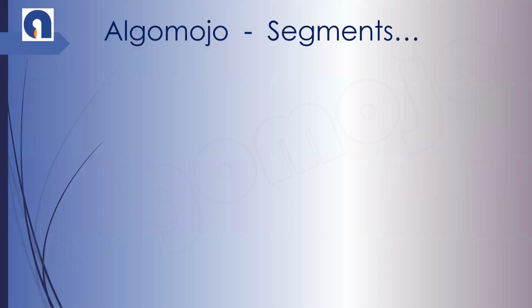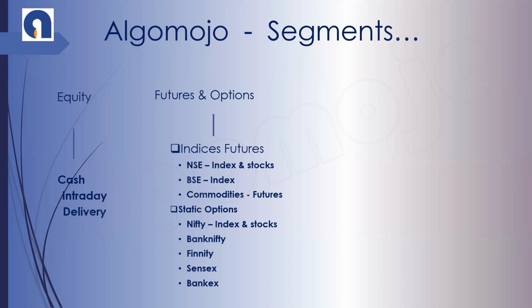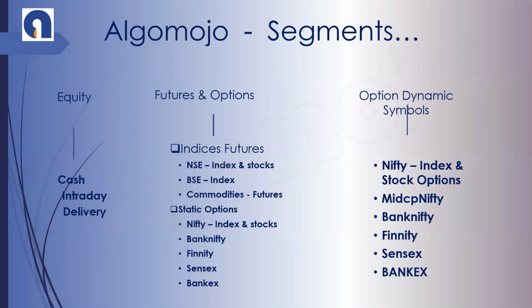Now, the segments that you can trade using our platform are limited to the Indian market. We are currently not yet enabled on cryptos. That is another segment that we are working on. Development is going on to enable some crypto platforms for algo trading, but it is limited to the Indian markets now. The segments you can trade include equity, intraday or delivery based, futures and options on both NSE and BSE, and even commodities for both futures and options. Then you can do a static option or a dynamic option also.